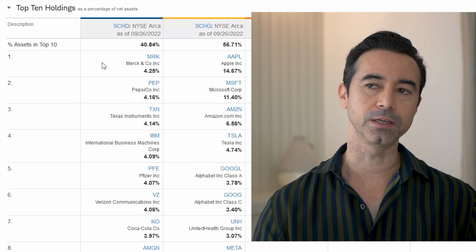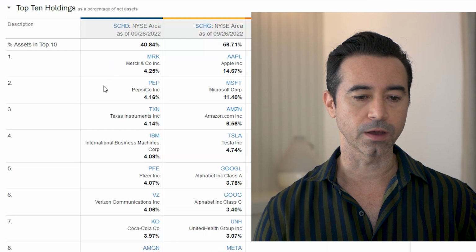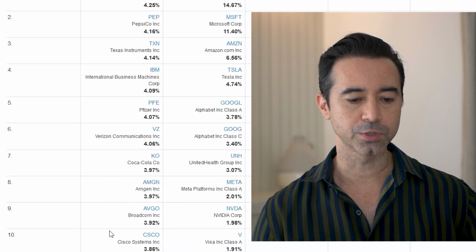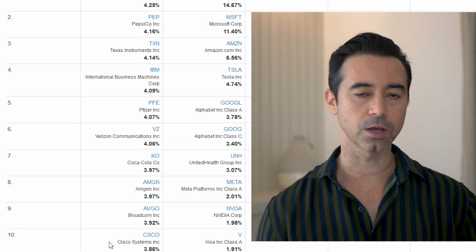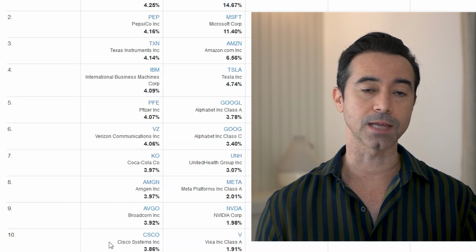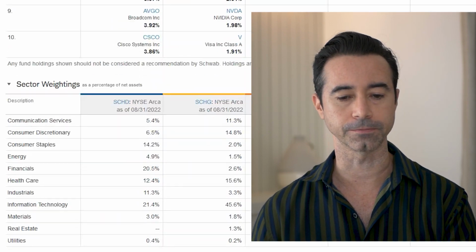SCHD has a probably more unique type of portfolio, more, of course, growth dividend oriented. So then we have Merck, we have Pepsi, we have Texas Instruments, IBM, Pfizer, Verizon, Coca-Cola, Amgen, Broadcom, Cisco. So you do have some semiconductor companies in there. So of course, that's also interesting to me. Semis being more kind of growth type stocks, a bit hyped lately, but apparently they're good enough to make it into the dividend paying portfolio here. And I'm not saying that the semis are bad. I do own a couple semiconductor ETFs, but I'm just saying that they were kind of hyped up recently, as you could see by their decline in stock price recently.